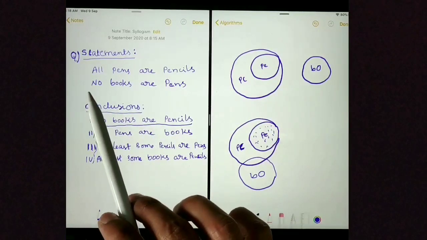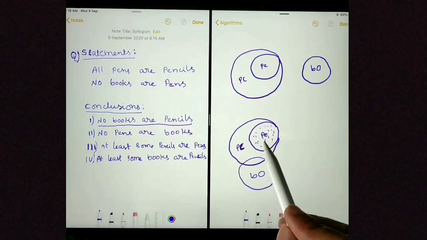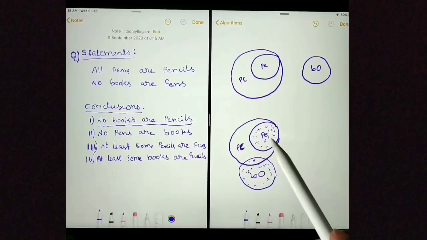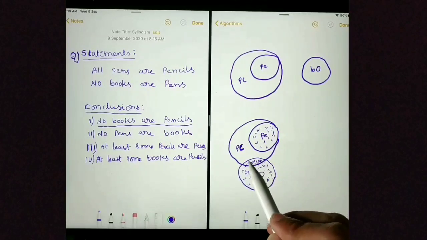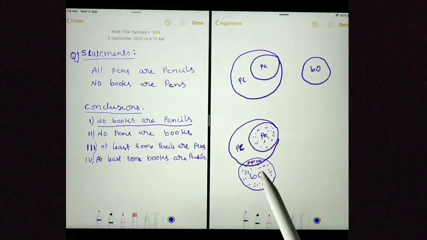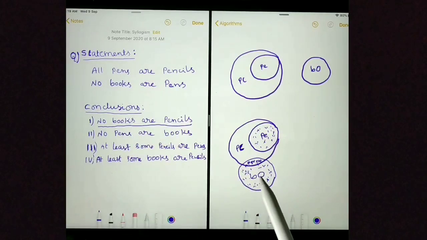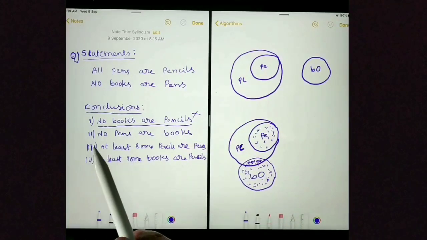Next statement is no books are pens. And here these are all pens and these are all books. And we are not violating. No pen is a book here in this Venn diagram. If you can see here, some books are pencils. Without violating statements, I could prove that some books are pencils. So, we cannot say that no books are pencils because I could prove some books are pencils. First conclusion is wrong. We will move on to the second conclusion.